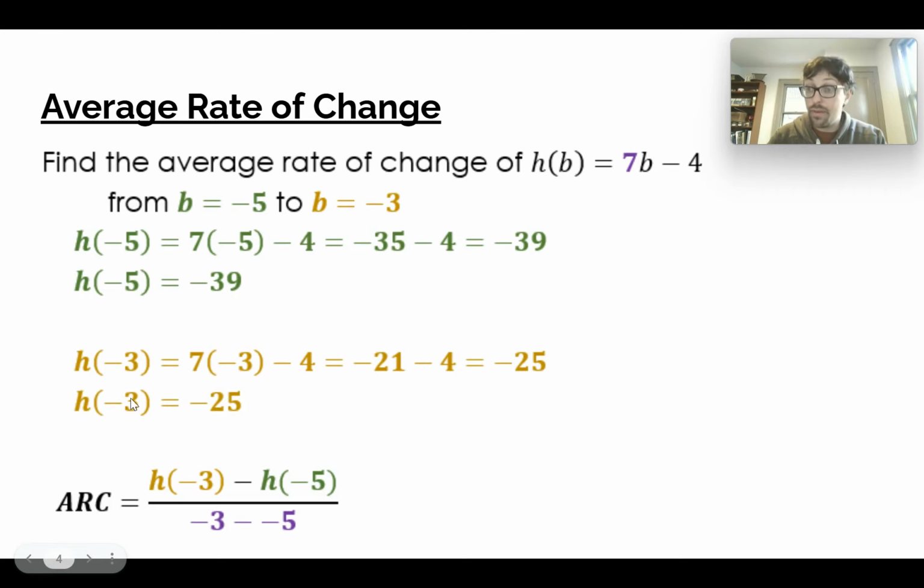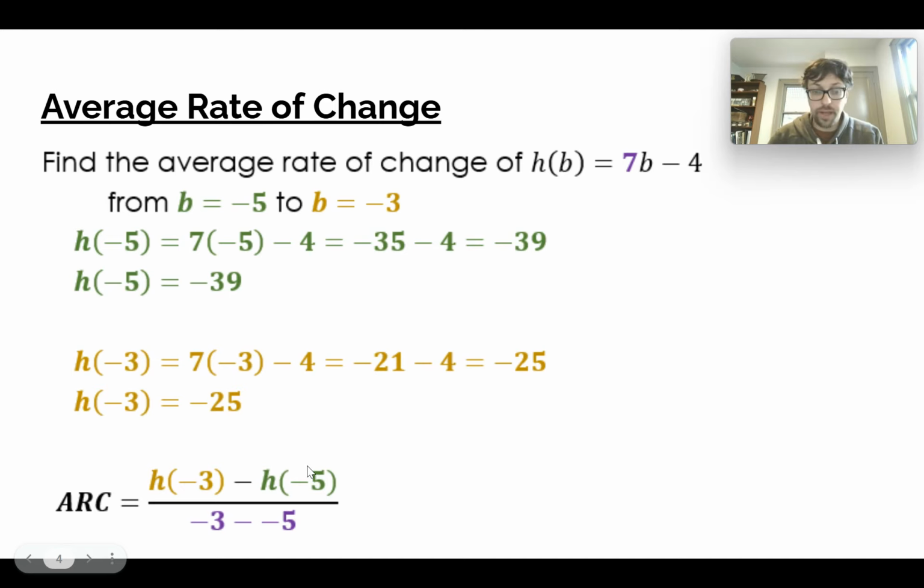Now that I know these two h values, I'm going to put them into this formula. Remember, when you put them into here, it doesn't matter the order of them. All that matters is these are both negative 3s. These are both a negative 5 so that those match up. And you got a minus in the middle.